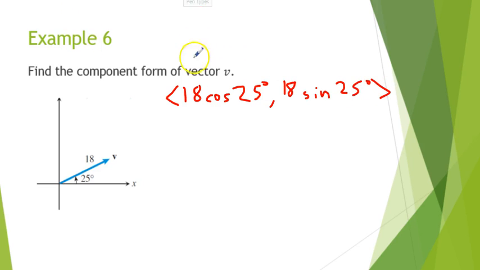Now, this particular question doesn't tell us exactly what to round to, but always check your directions because the different MATLAB assignments and textbook assignments will have you round to different values. For now, I'm just going to round to 3 decimal places. That's usually kind of a good standard for these. So I'm going to put 16.314, and then for the vertical piece, 7.607.